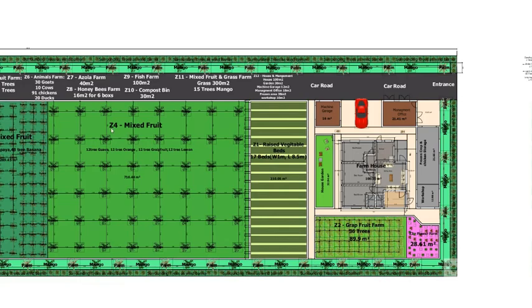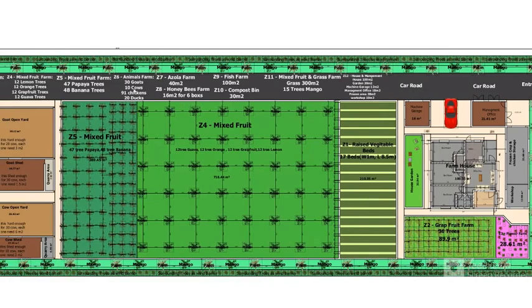About zone 4, zone 4 is mixed fruit. We cultivated about 3 or 4 types of fruits here: lemon, orange, grapefruit, and guava. This side is lemon, about 12 trees. This side is orange, 12 trees. This side is grapefruit, 12 trees. This side is guava, 12 trees. The area of it is 716 square meters. This is zone 4, as you see here.